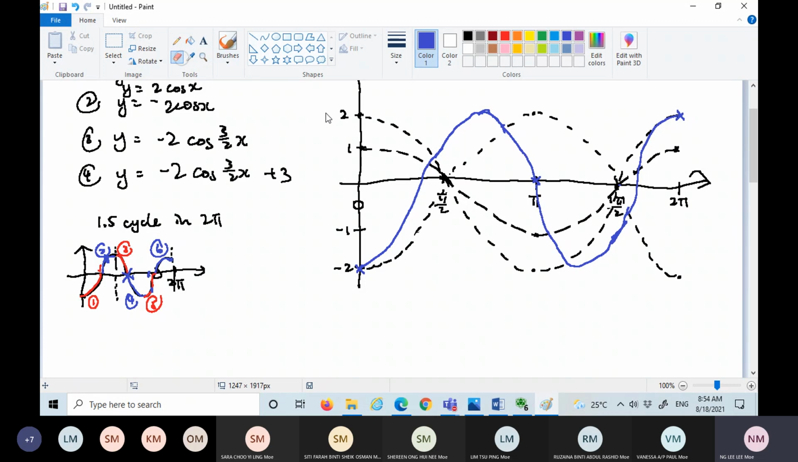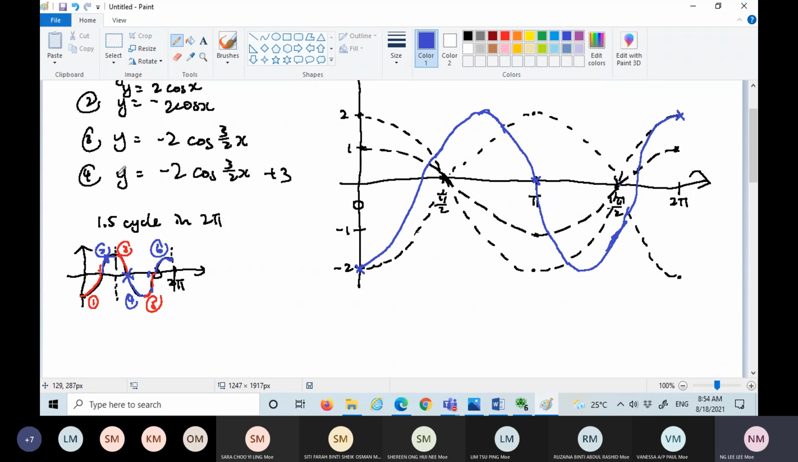This part is not nice. I've got to erase it, because it should come to -2 here. So something like this. This is why I say, if you are using this method, when you have fractions, not the whole number, for a and b, it is a little bit difficult for you to adjust.